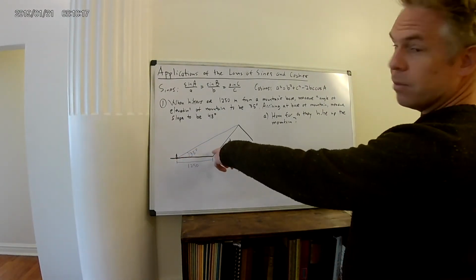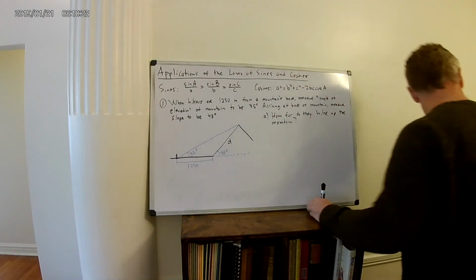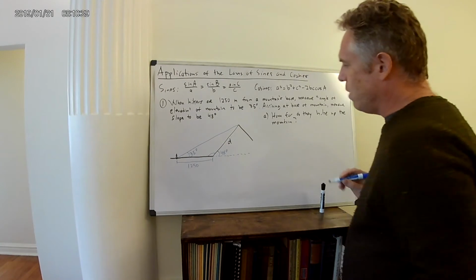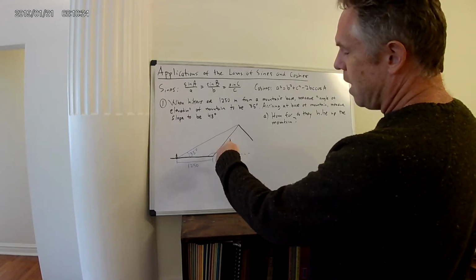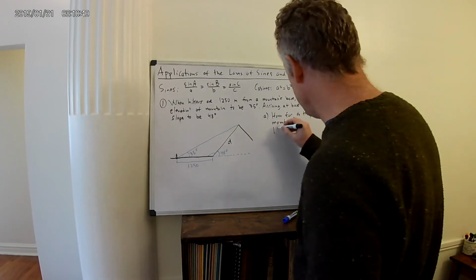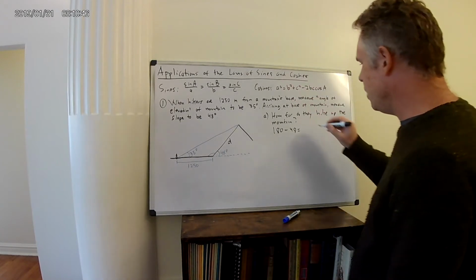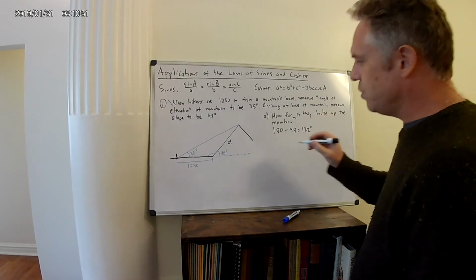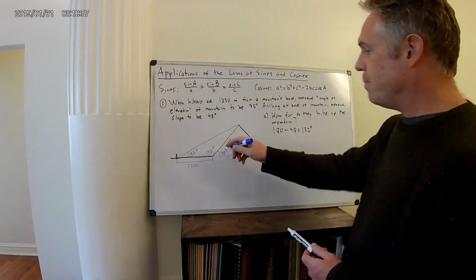But I actually can figure out this side right here. This side right here, let me do this in blue. How do we find this side? Well, if you see that this angle is the supplement of this angle, these two angles have to add to 180. So 180 minus 48 equals 132 degrees, right? And so this angle right here is 132 degrees because it's the supplement of this angle.